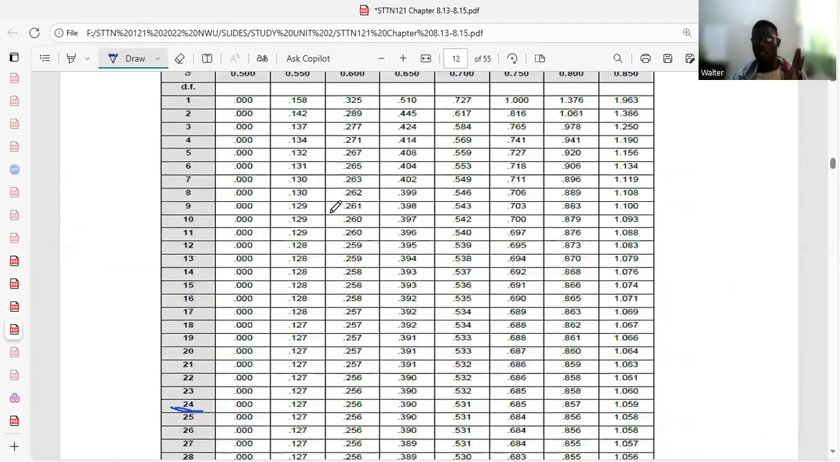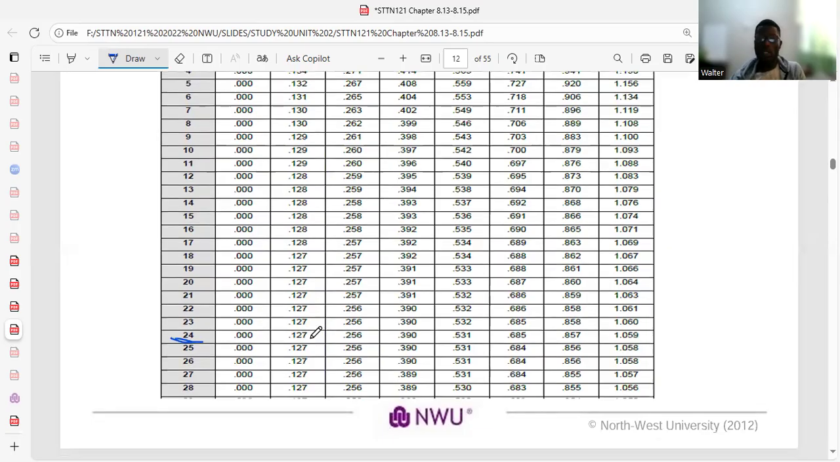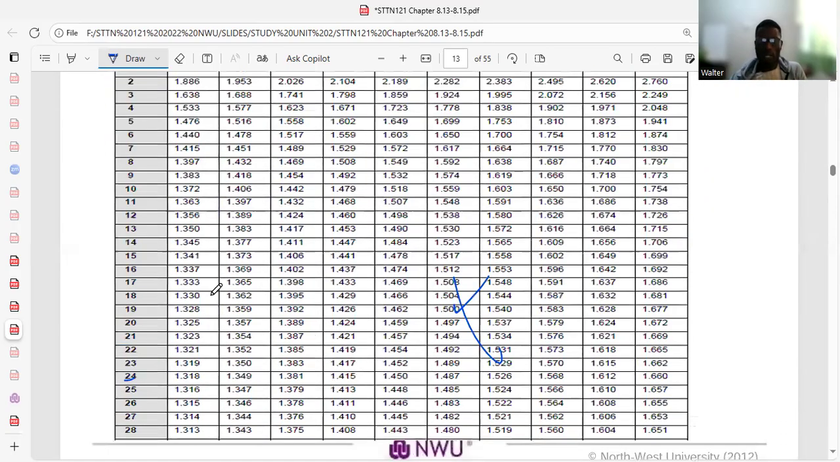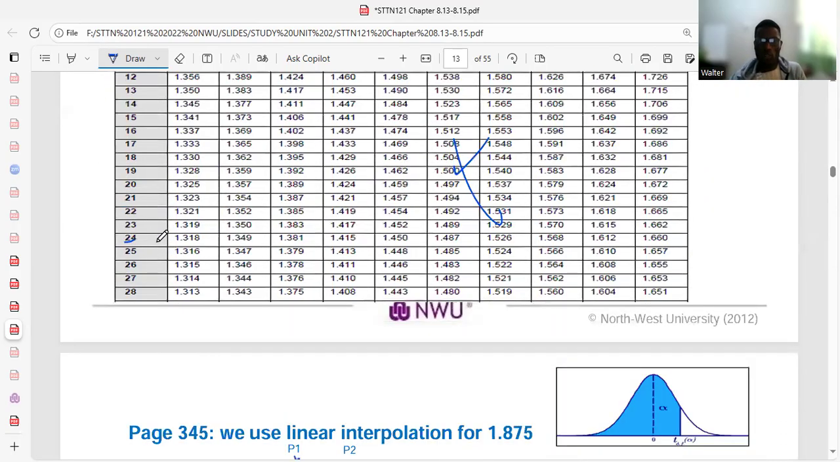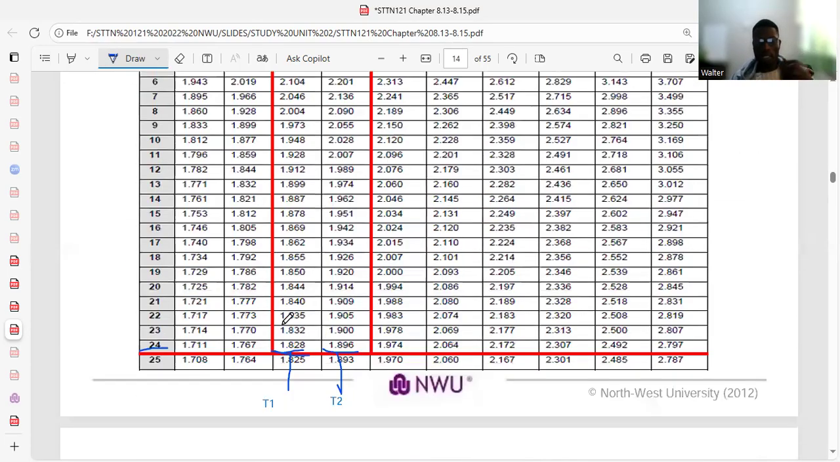I will repeat again. The T value was 1.875. And we have three tables. In the first table, we check if 1.875 is there. It's not even there. The second one, under the degrees of freedom of 24, is not even there either, because we need the range. Now, the third table: when we check between 1.828 and 1.896, 1.875 is there.